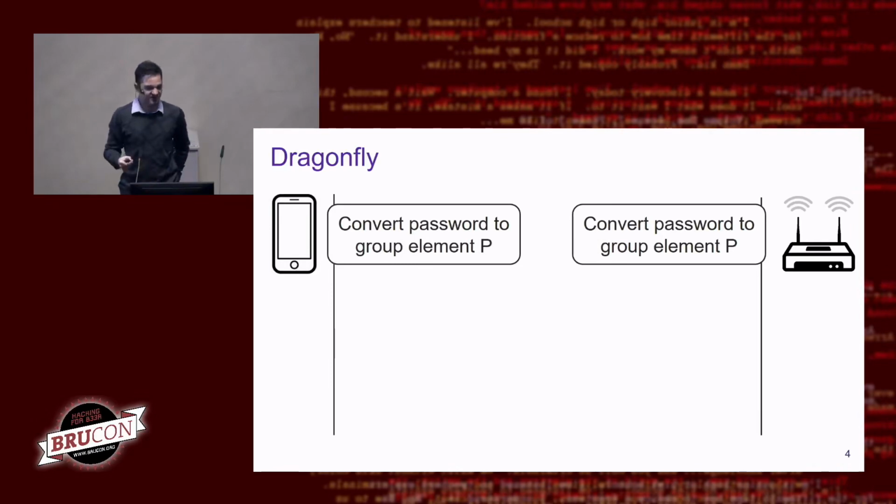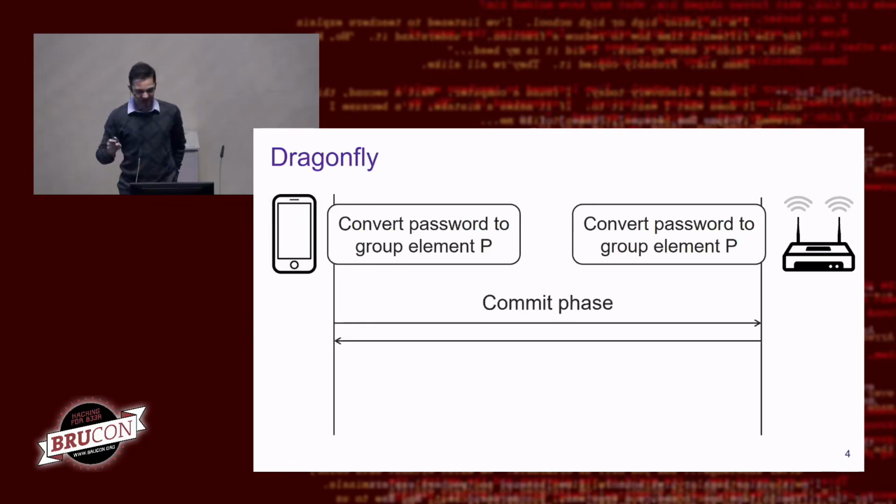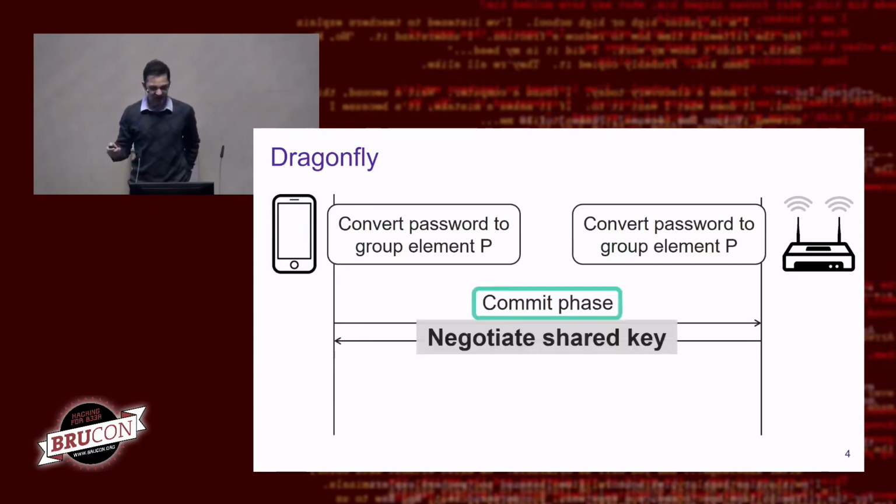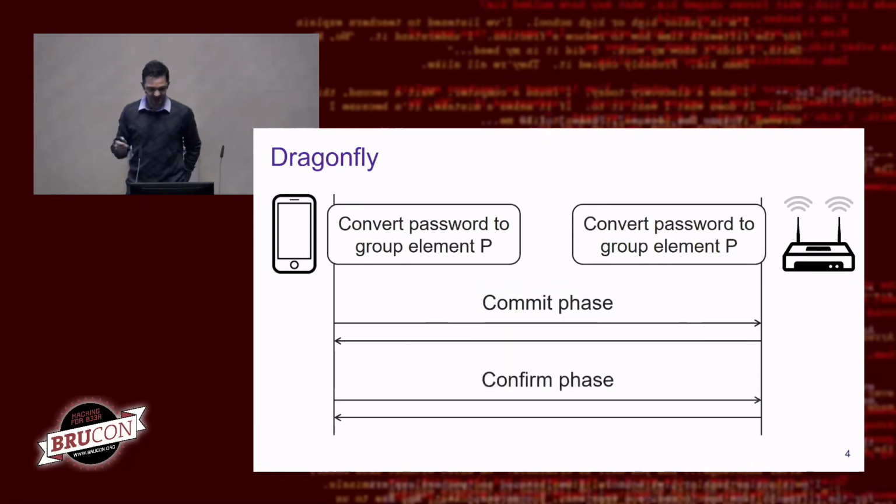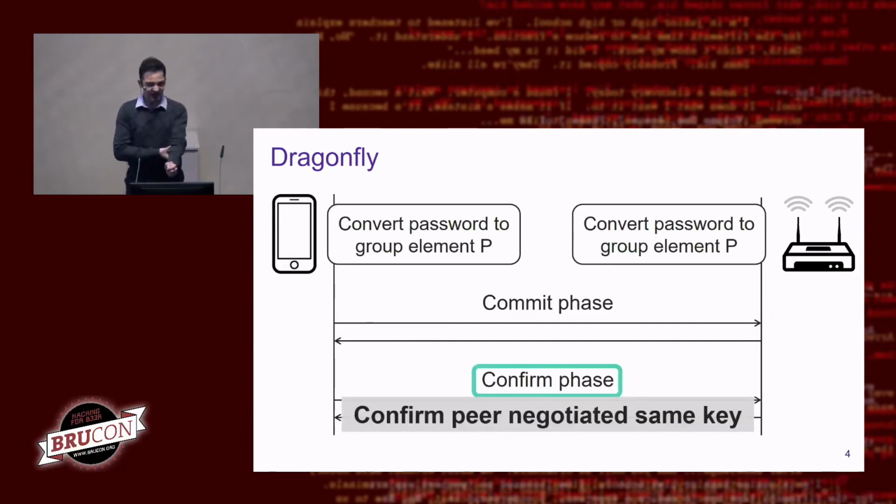This handshake consists of two main phases. The first phase is called the commit phase. To simplify it a bit, the commit phase essentially negotiates a shared key between the client and the access point. The second phase is called the confirm phase. In this phase, both devices confirm that they negotiated the same session key, which in turn also means that they use the same password. So if the confirm phase succeeds, then both parties know that the other one indeed has the correct password and is allowed to connect.